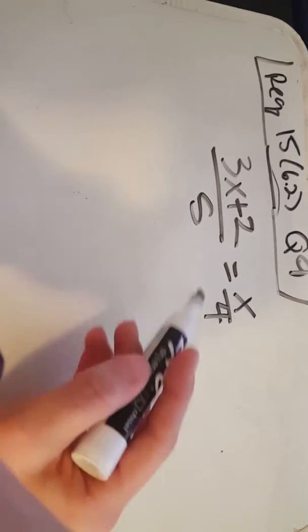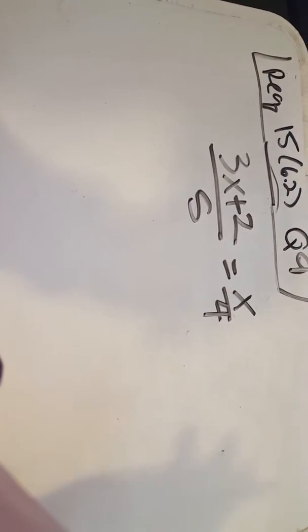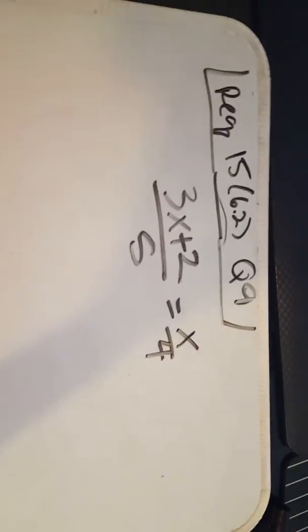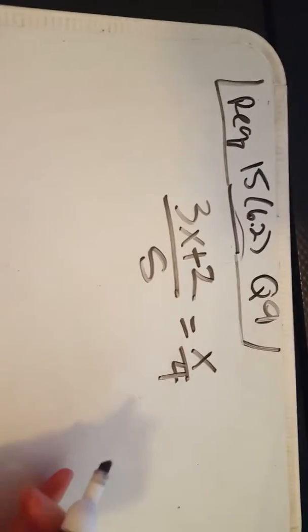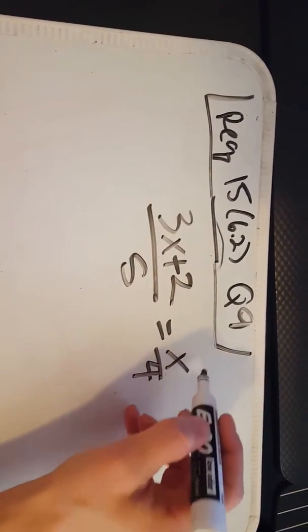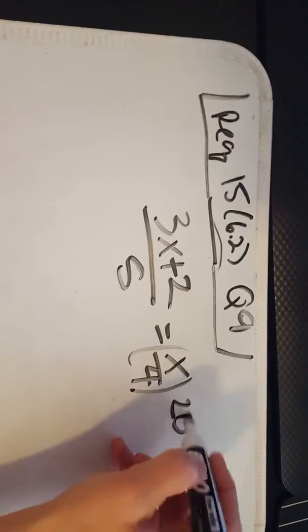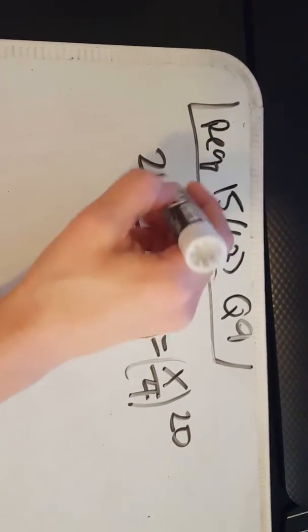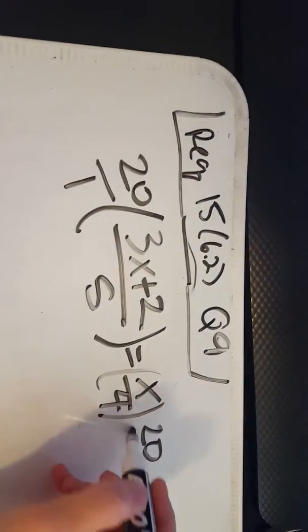Between 5 as one denominator and 4 as the other, the least common denominator would be 20. It's a multiple of 4 as well as a multiple of 5. So we can multiply on both sides by 20. Should be 20 over 1 technically.